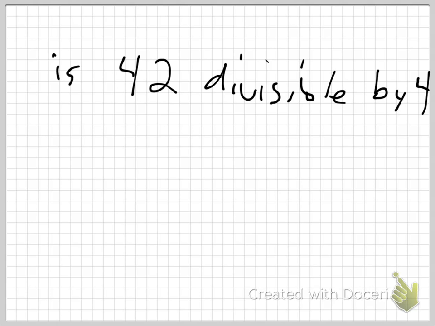Just start counting by 4s, right? Could you not just count by 4s? 4, 8, 12, 16, 20, 24, 28, 32, 36, 40, 44. Was 42 one of them? No. Right. If there was a decimal, that means there would be a remainder. So, no decimals. That's one way, is to simply count by that number and see if it lands on the number you're trying to see if it's divisible by.